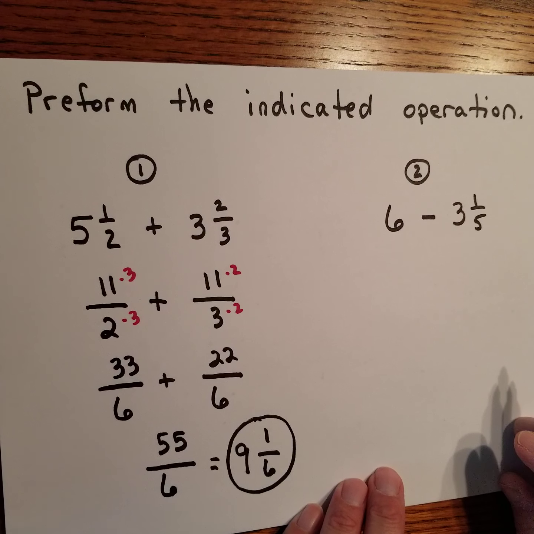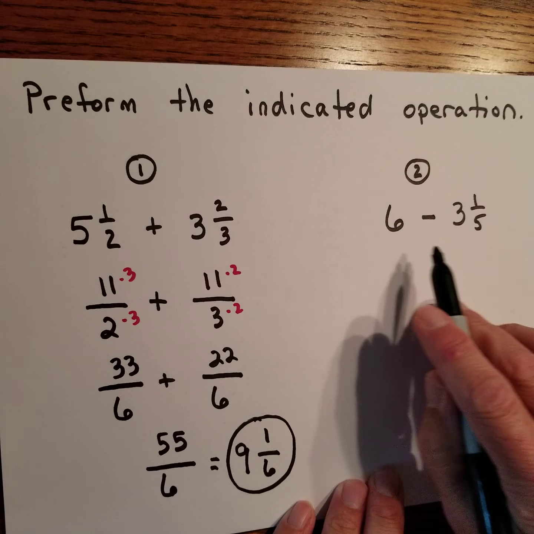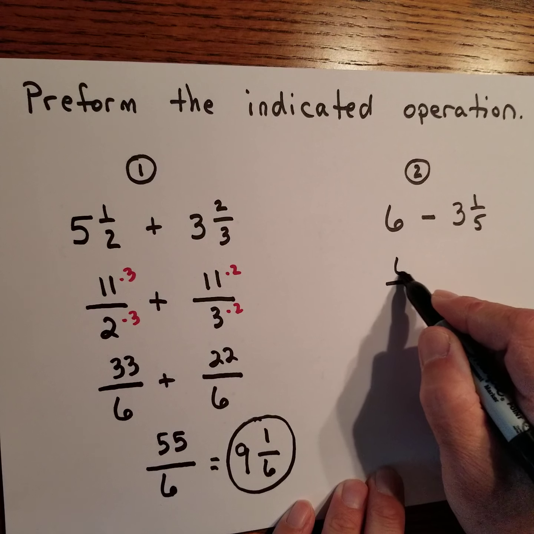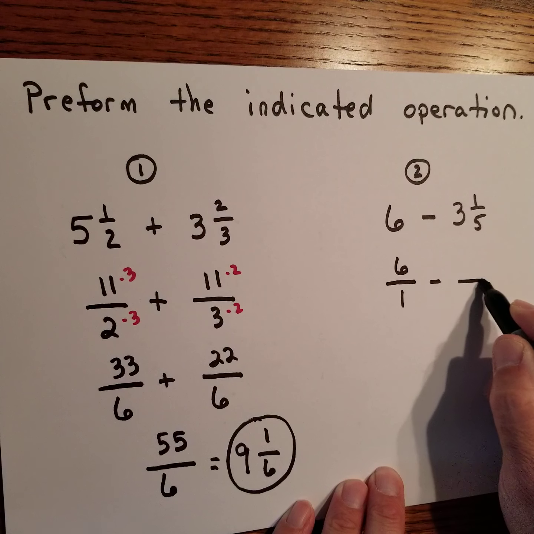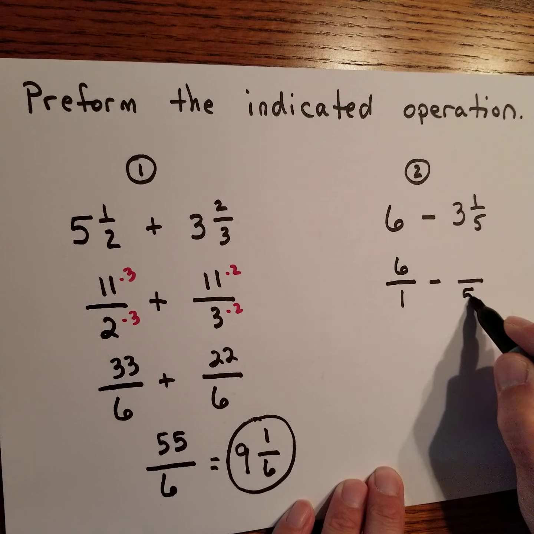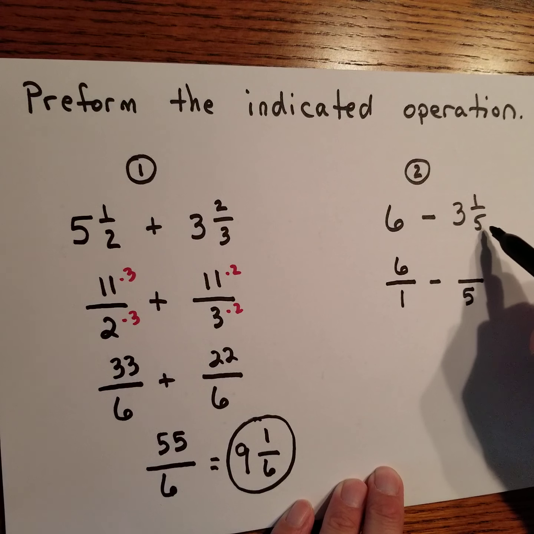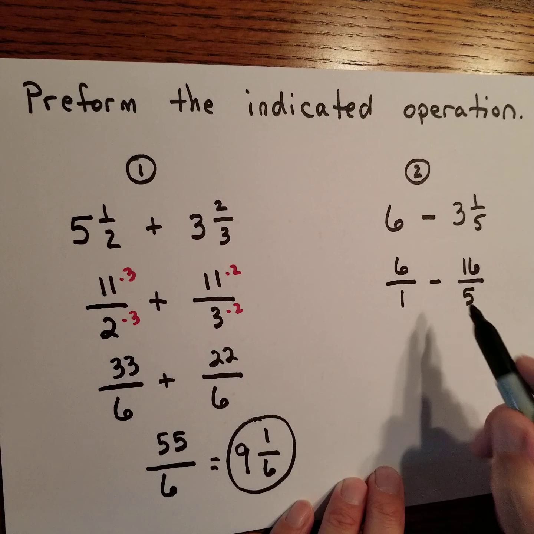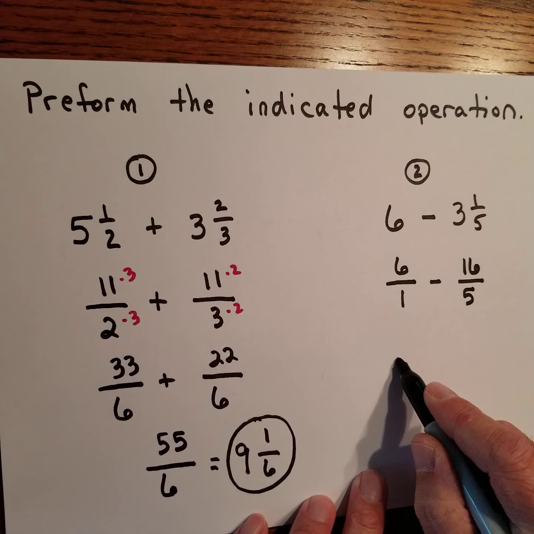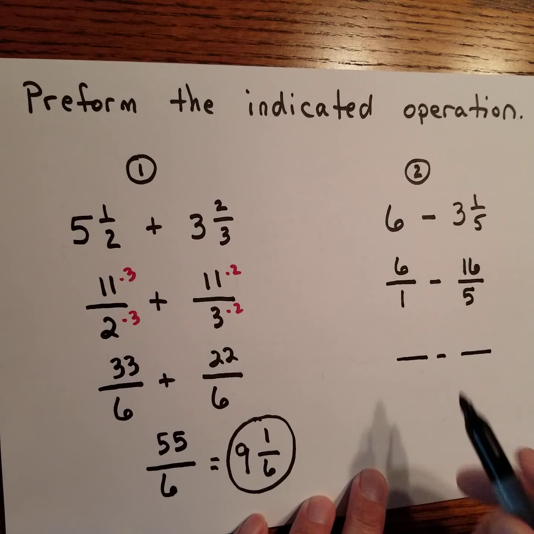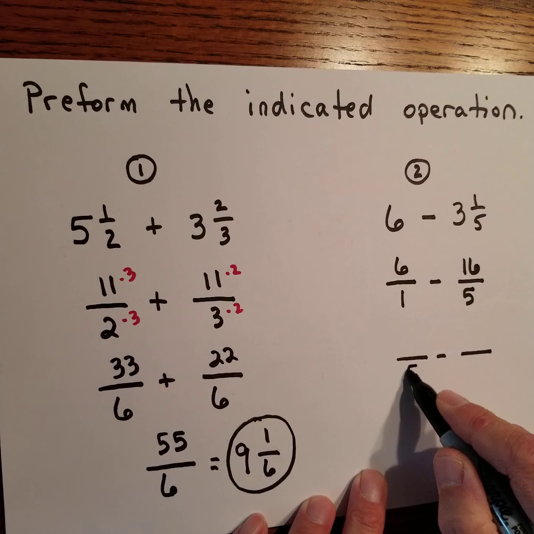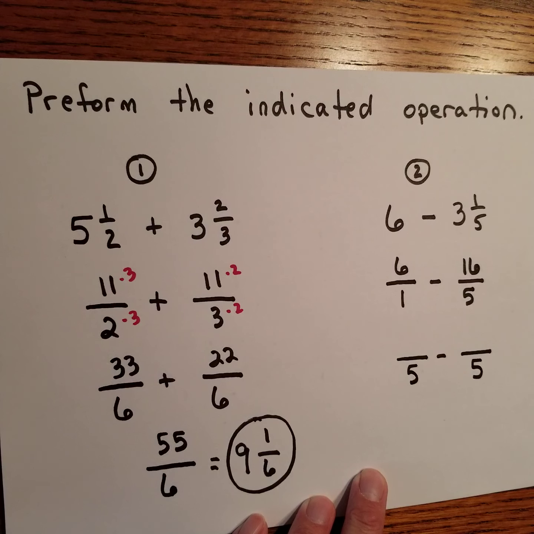For number 2, let's attack it the same way. Let's make these look like improper fractions. I'll put the 6 over 1. Keep the denominator here. And 3 times 5 is 15 plus 1 is 16. When I add or subtract, I must have a common denominator. This time I notice that the small denominator divides evenly into the big denominator, which means the big denominator is my good common denominator.